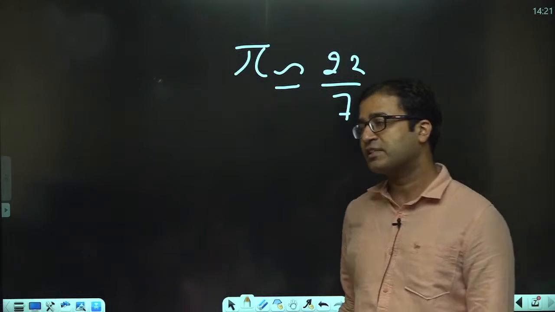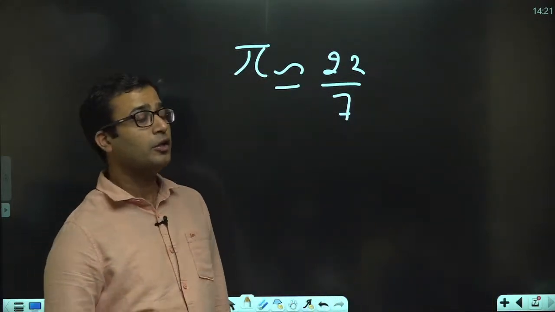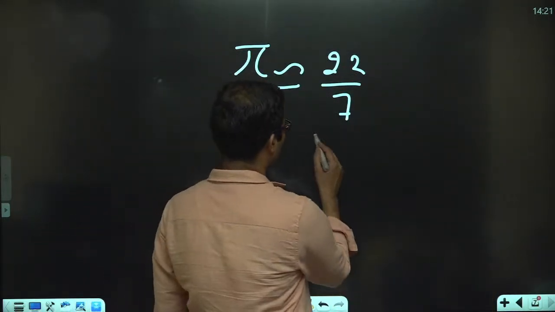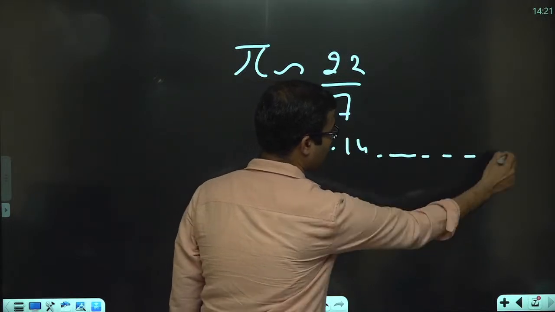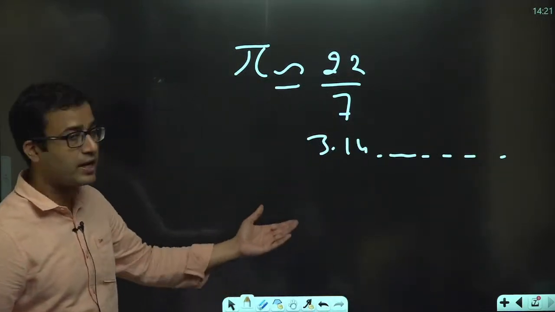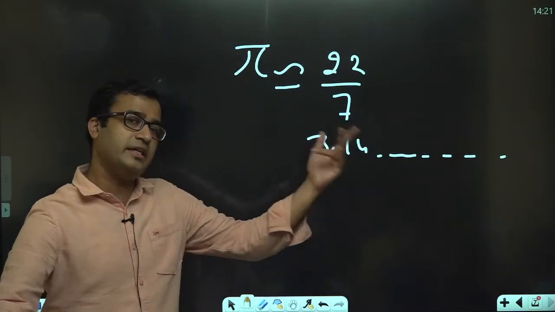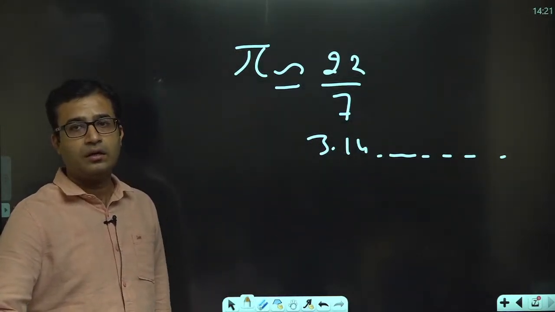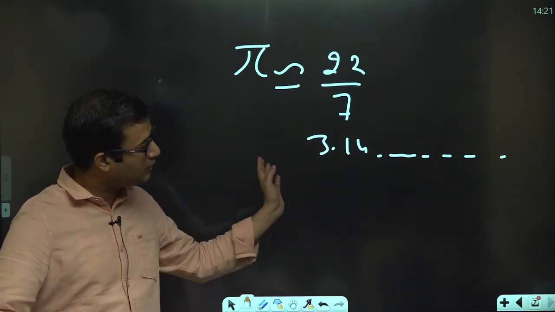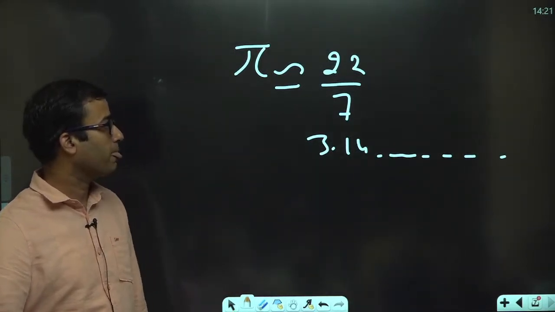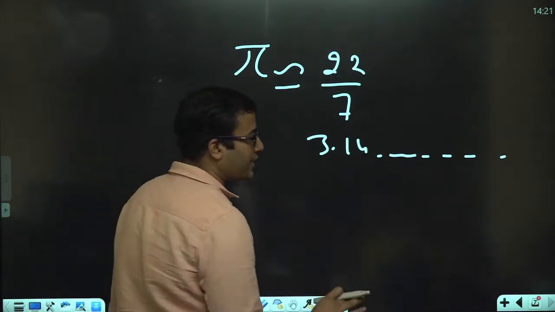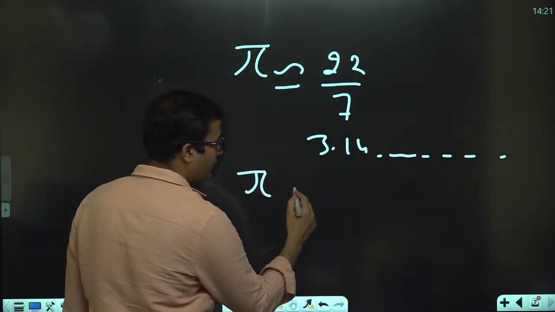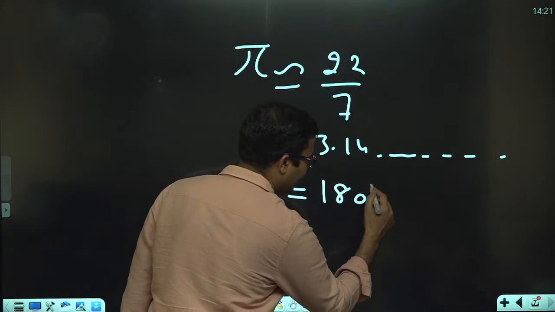Can anyone tell me what is the exact value of pi? 3.14 and so on. Sir, if you check it, it will keep on coming after the decimal. It does not even repeat, meaning it keeps on going. I tell you what is the exact value of pi. The exact value of pi is actually 180 degrees.